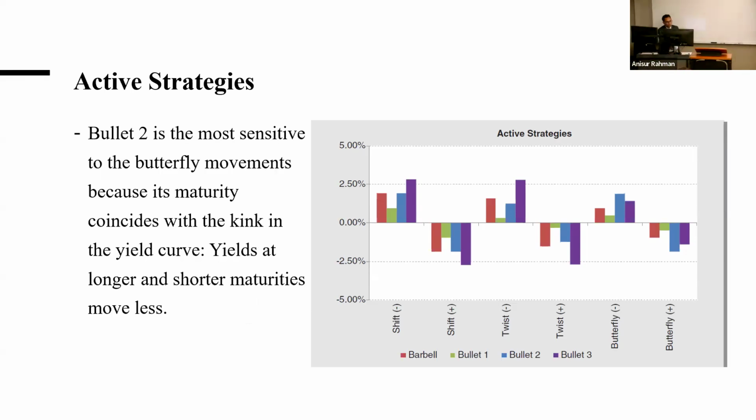Okay. Bullet 2 is the most sensitive to the butterfly movements. This is bullet 2. Highest gain, highest loss. And can you remember why? What happened in the butterfly effect? What did you change? So butterfly changed which interest rate more? Medium, right? Exactly, intermediate.